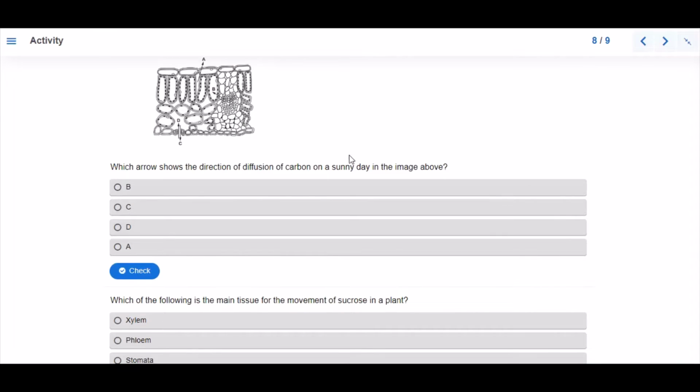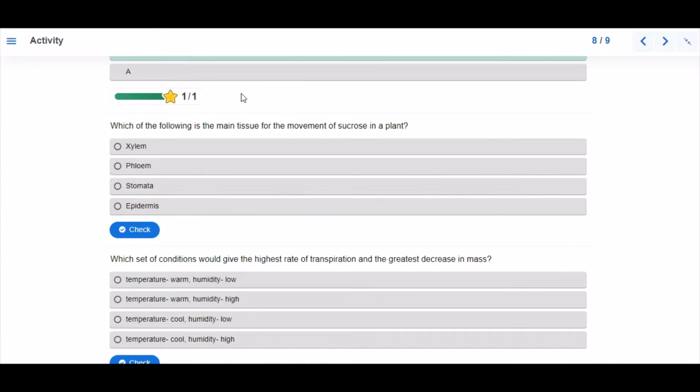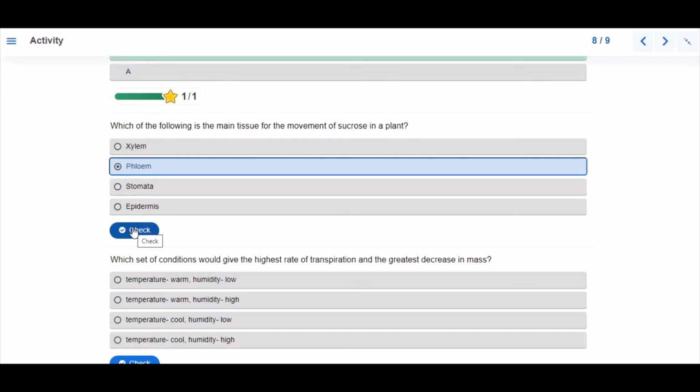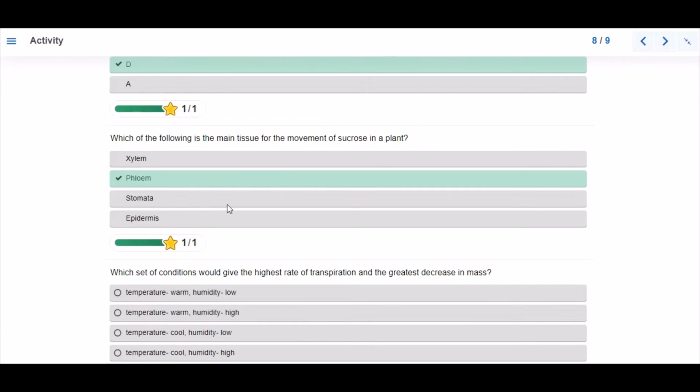We have a question with a diagram here. Which arrow shows the direction of diffusion of carbon dioxide on a sunny day in the image above? So this is D. Another question. Which of the following is the main tissue for the movement of sucrose in a plant? Sucrose, sugar, since phloem is responsible for movement of sugar and amino acids.